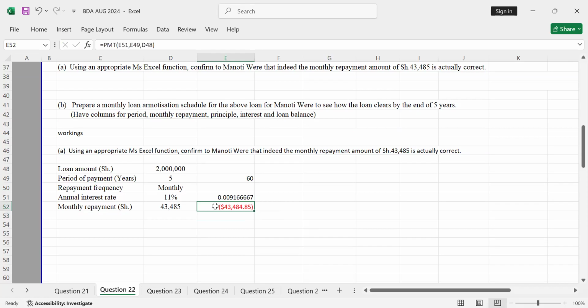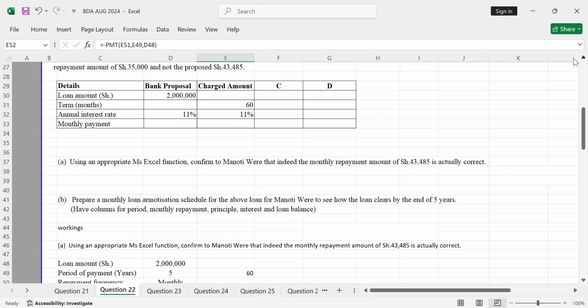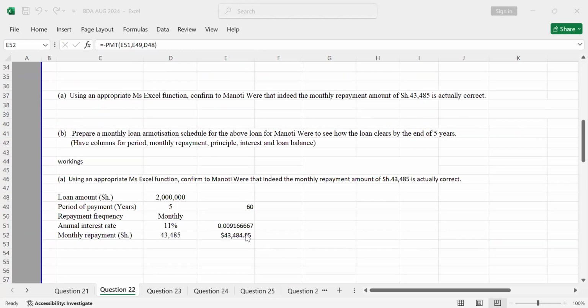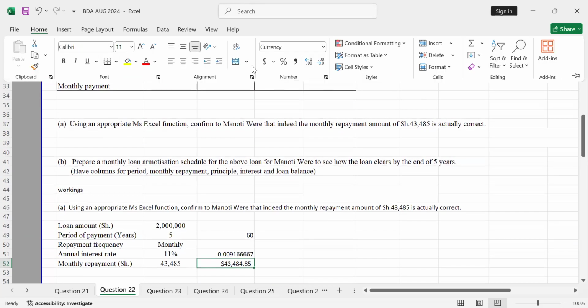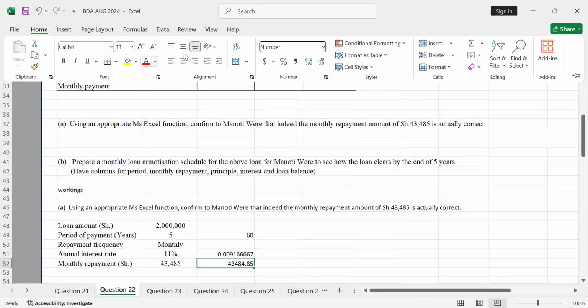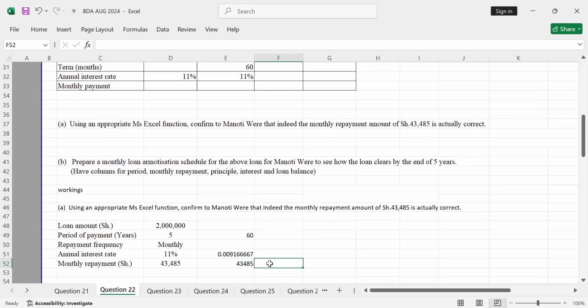In this case, it will appear as a negative. And therefore, you have to remove the negative by beginning with a negative before the PMT. So you put the negative, then you can press enter. And that is the amount. It appears in dollars. I can change it into Kenyan shillings, or you can just have it as a number. So you just come here on Home, and instead of currency, just have it as a number. I can reduce the decimal to a whole number.